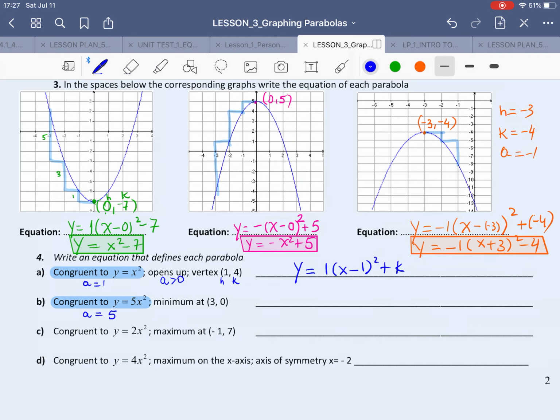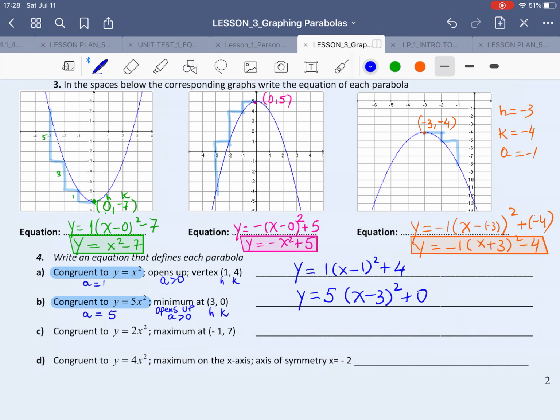Now, the parabola has a minimum. A minimum means that it opens up. And when a parabola opens up, that means that a is positive. So we're going to say that a is positive 5. And h is 3, k is 4. So the equation will be y equals 5, x minus 3 squared plus nothing. So you don't have to write anything in here, okay? Sorry about this, I have to write 4. I don't know why I did that.